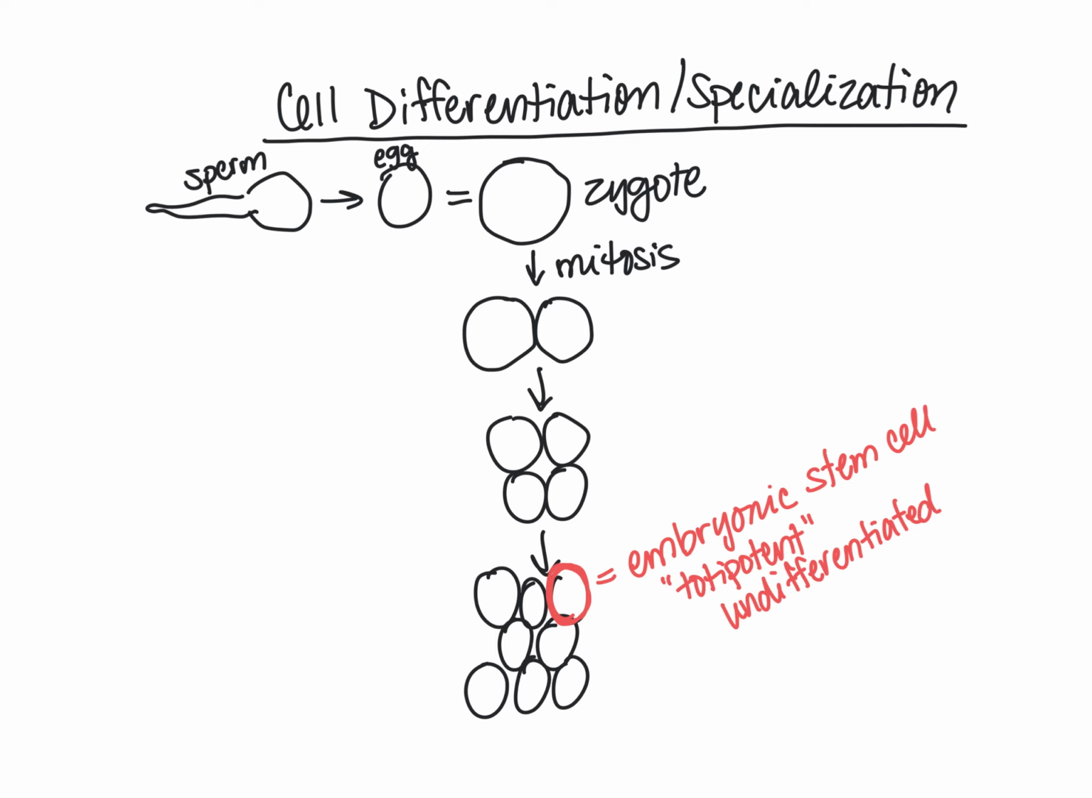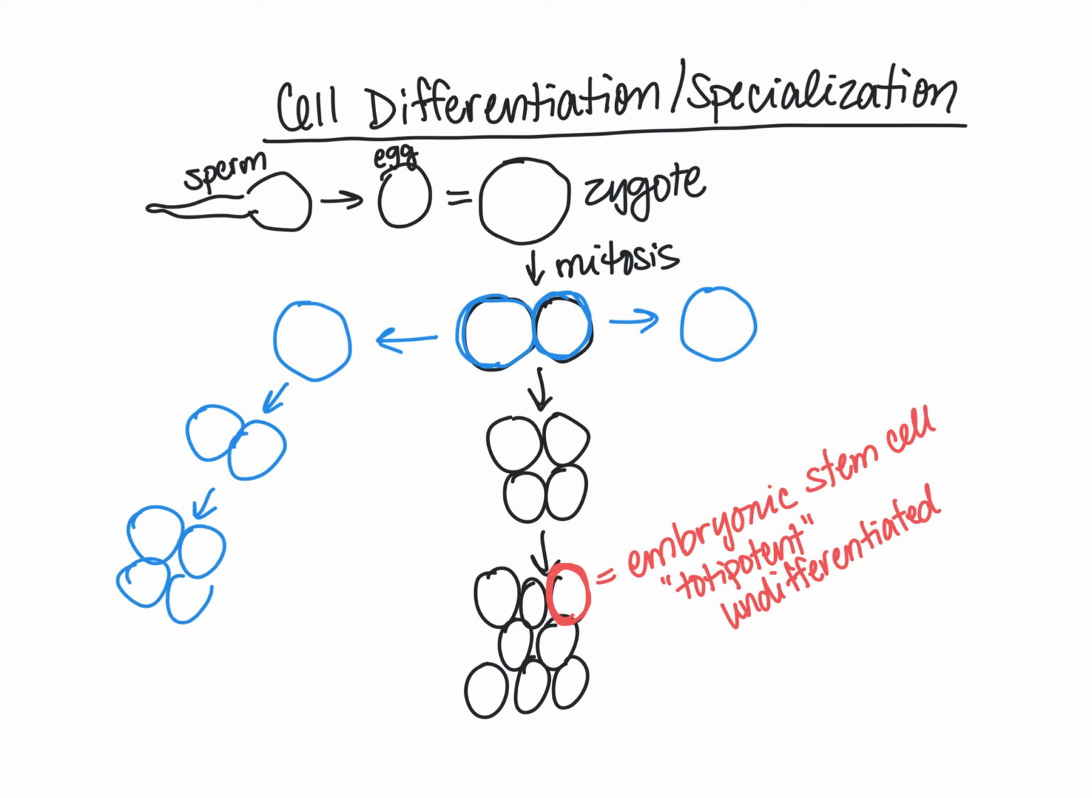Meaning that the certain genes that are involved in specialization have not been turned on or off yet. So this cell could potentially turn into any other cell in the human body. At one stage, for example, let's go back here and take a look at this 2-cell stage. We could technically separate these 2 cells, and each one of those could then start going through mitosis in order to form its own embryo.